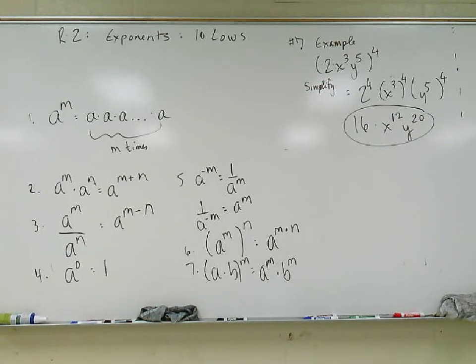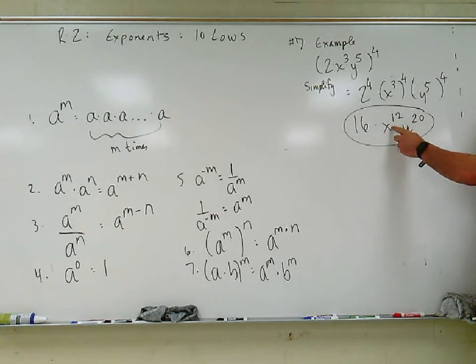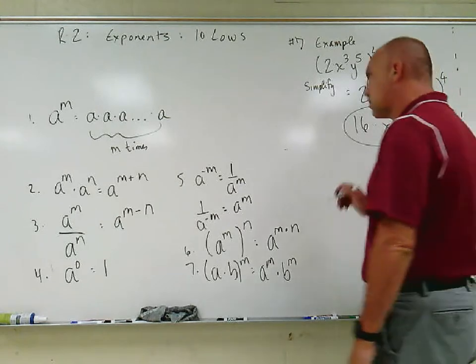Question? No question? Anybody has a question? So what was the first thing I did? What rule is this? Rule 7. Then, yeah, it's basically distribution, right? And then I have a power to a power, I'll multiply. So I do rule 7 and rule 6 together. All right, now let's look at rule 8.